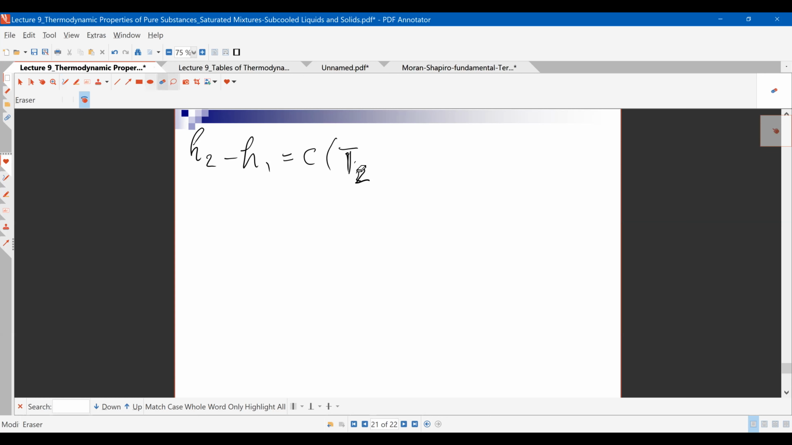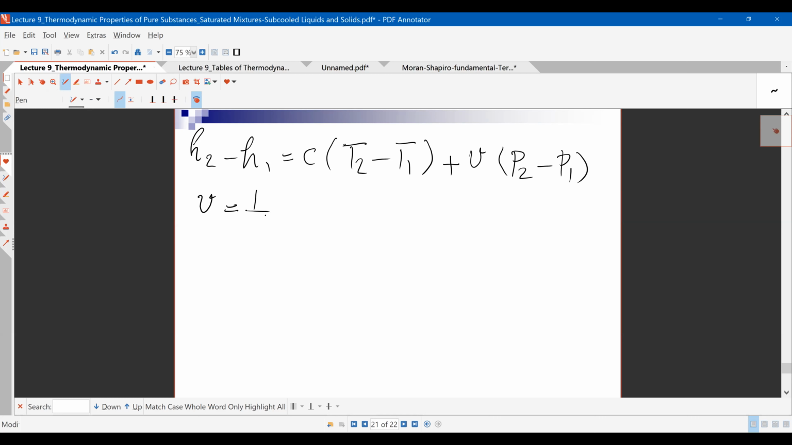My apologies, let me just erase this one and write it again in a more fashionable way. This is T2 minus T1 plus the second term V times P2 minus P1. But keep in mind that V is 1 over rho, okay? And we know from the previous step that U2 minus U1 equals C times T2 minus T1. These are the things that I calculated from the next one.